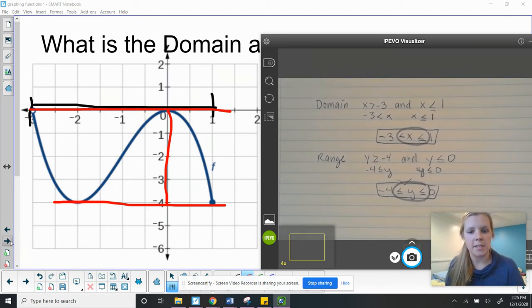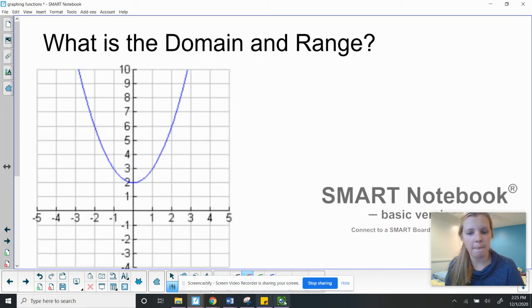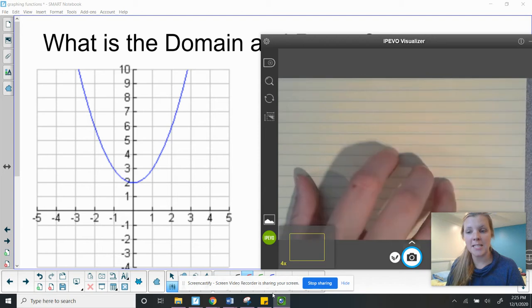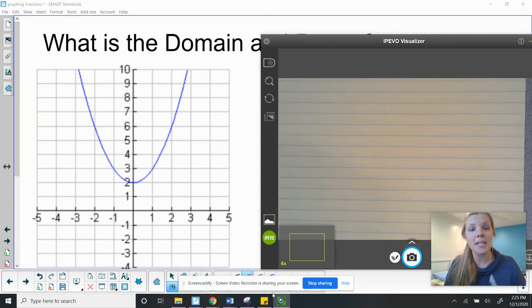Let's look at one more together. This one is a little bit different because it doesn't have endpoints. This keeps going. This is called a parabola. And in the spring, we're going to learn how to graph these using the equation, which is pretty cool.